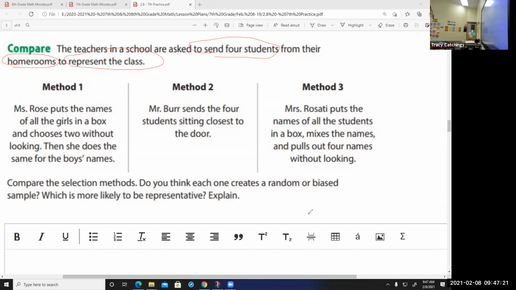Okay, somebody read method 2. Mr. Burns sent the 4 students sitting closer to the door. What about method 3, somebody? Mrs. Rosati puts the names of all the students in a box, mixes the names, and pulls out 4 names without looking. What do you recognize about these different methods?